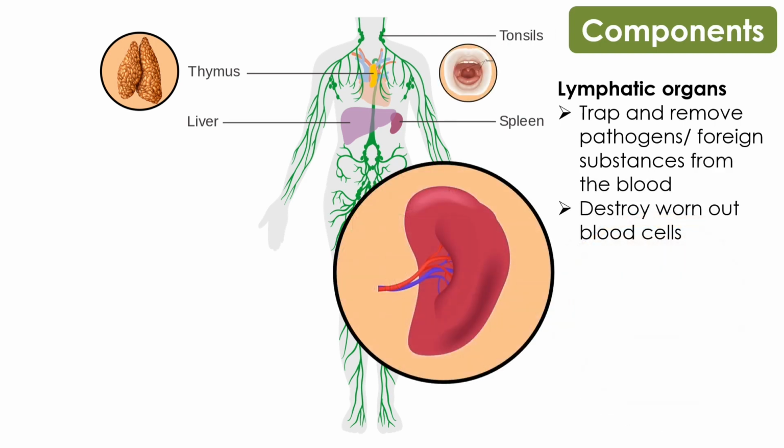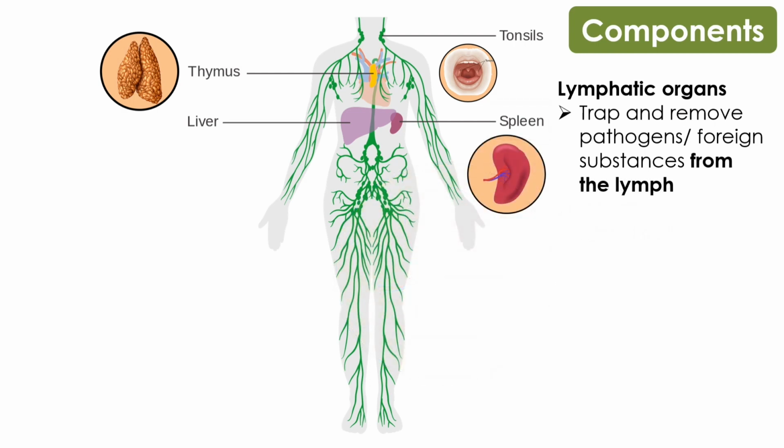The next lymphatic organ is the spleen. The spleen can be found underneath the left part of the diaphragm close to the liver. It also functions to trap and remove pathogens or foreign substances from the blood, as well as destroying worn out blood cells, and holds a small reserve of blood.